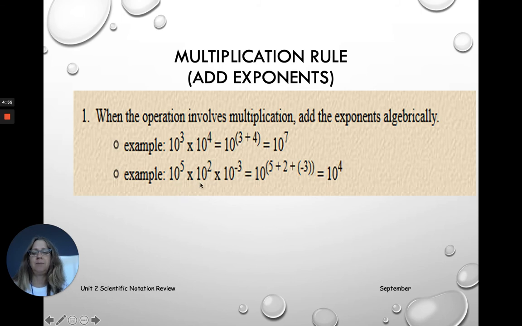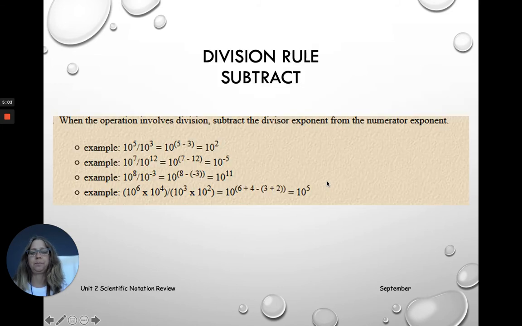10 to the fifth times 10 to the second times 10 to the negative third. Again, we're just going to add these up, and we would end up with 10 to the fourth. Okay, with division, you subtract.